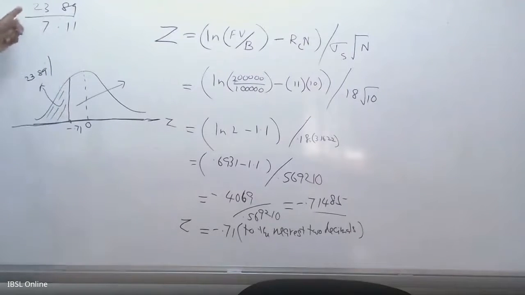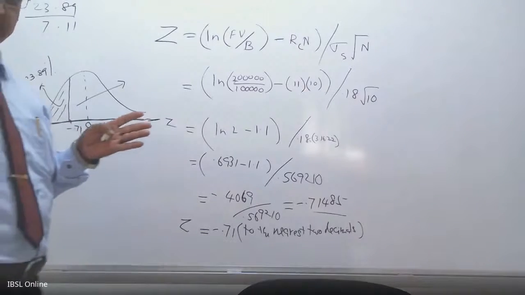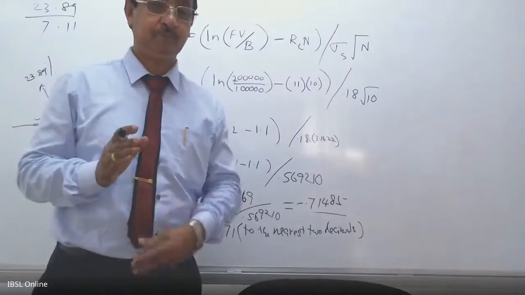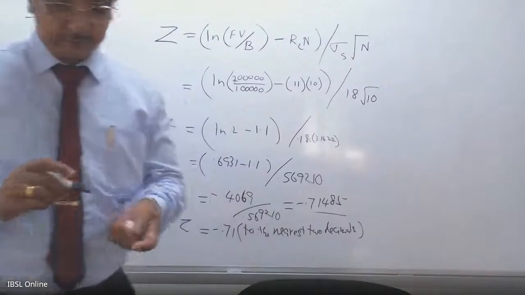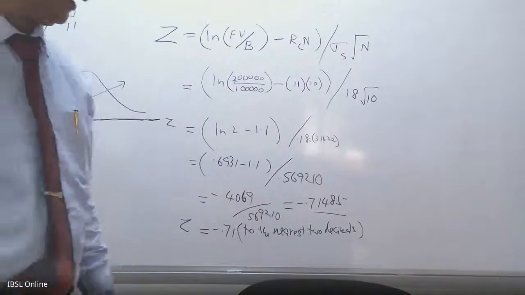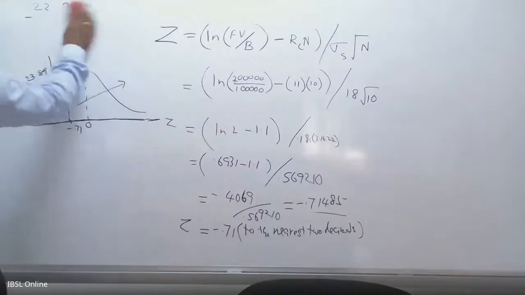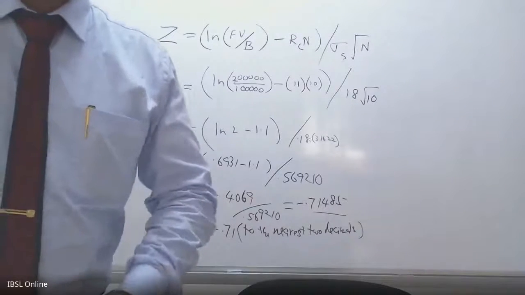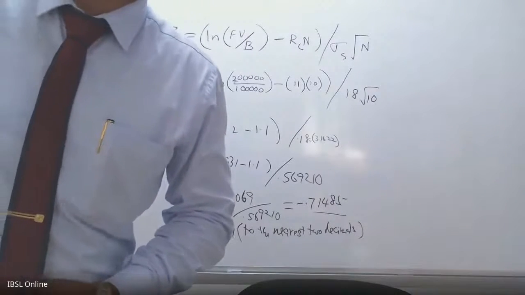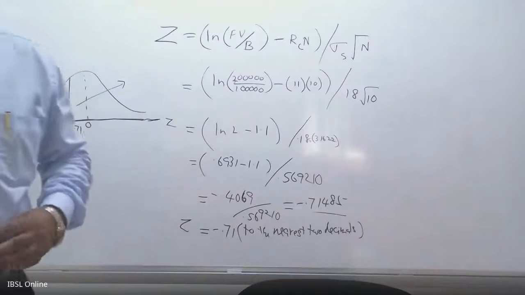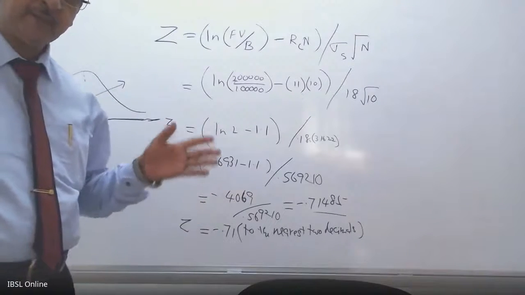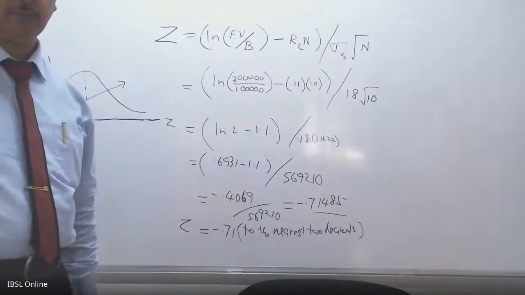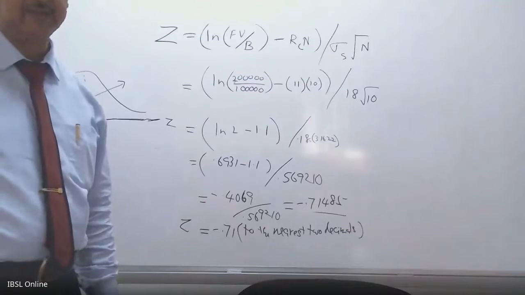There are two ways of doing it. Rather than taking it as 23.89, you can take it as 24, so we have an approximate value. In the lesson I have put it that way. So 100 minus 24 is 76. So the probability of doubling the investment will be 76%.